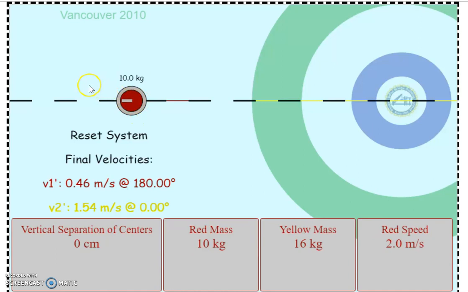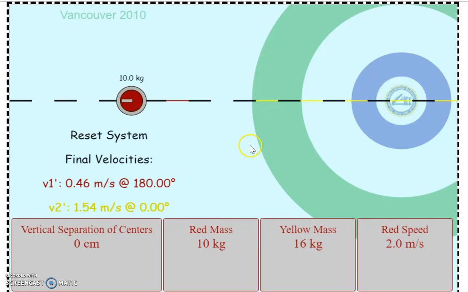So if we consider the red direction moving to the right initially as a positive velocity, then the red stone moving backward would be a negative velocity, okay? And the yellow stone being knocked to the right would also be a positive velocity.